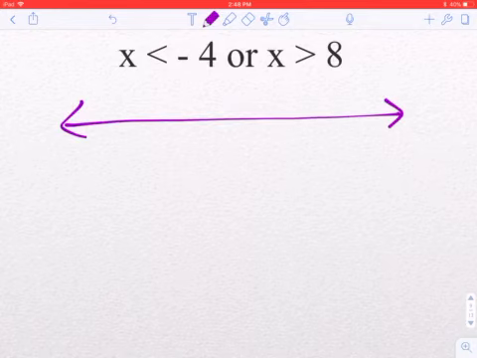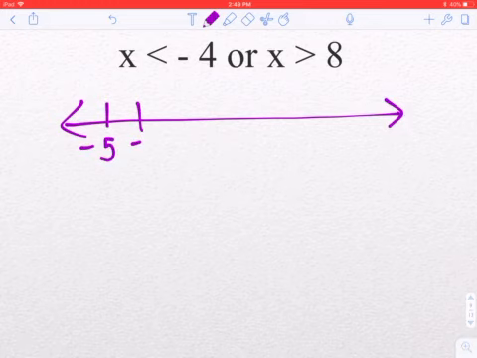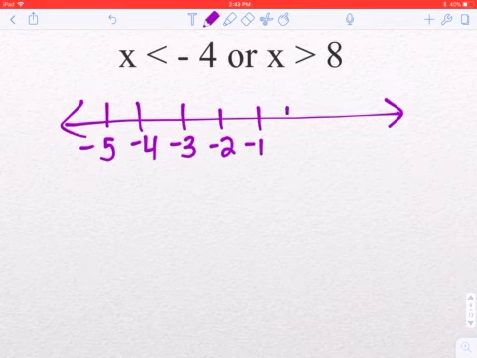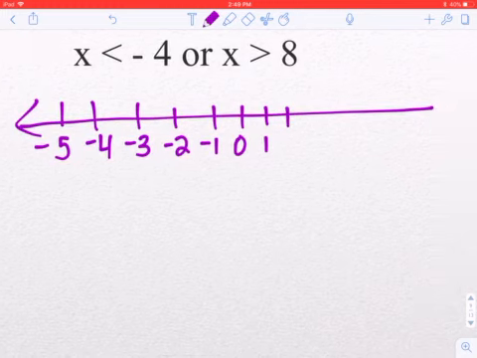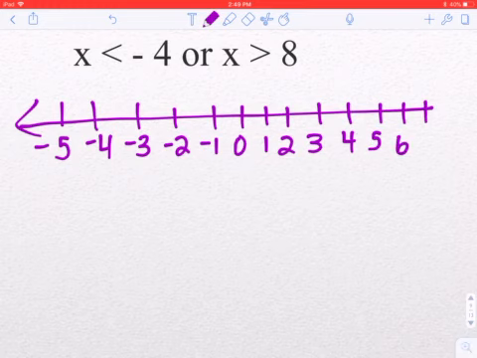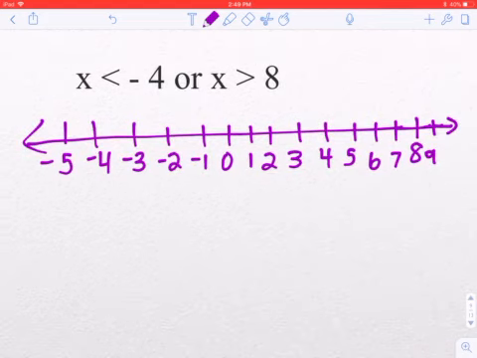When you have a compound inequality, it's basically just two inequalities in one. So first I'm going to label my number line. I have to make sure I include both numbers that are given. So I have to make sure it reaches 8, which I didn't make this long enough. Let's make that a little bit longer. Okay, then you're going to just graph one inequality at a time.